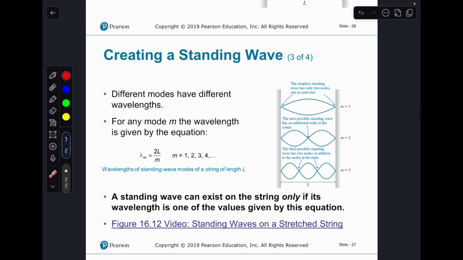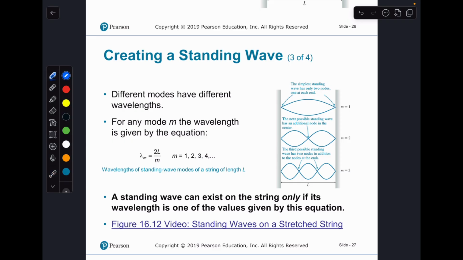So let's talk about those special conditions. First, let's look at the wavelength of the wave. The wavelength of the wave is going to depend on what mode you're at, right? So the wavelength of the wave has a formula of 2 times the length of the string divided by what mode you are at. And so you can see that depending on the mode, you're going to have a different wavelength. And so you can kind of count the wavelengths, right?